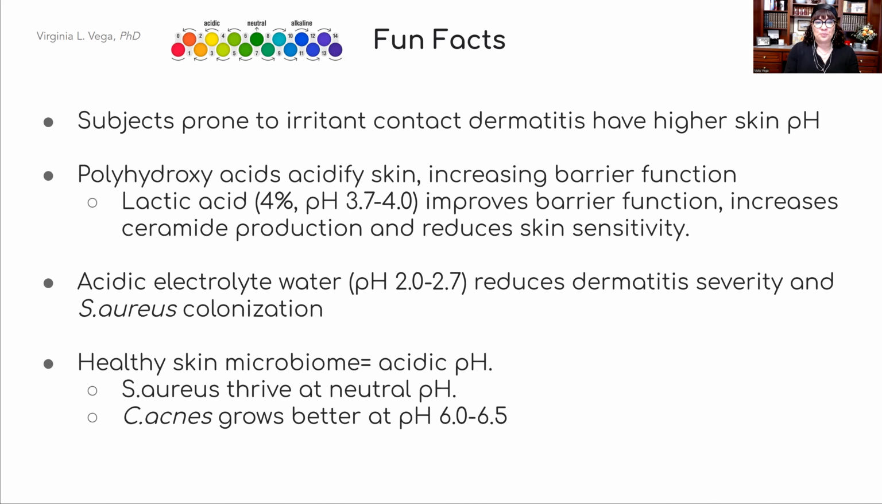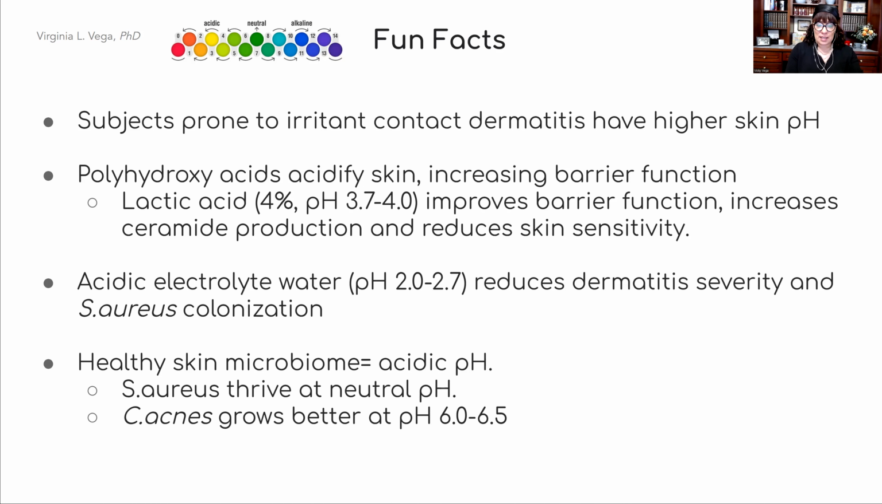So all good stuff. The other thing that has been shown is when you have higher skin pH, you can use acidic electrolyte water that is at a pH of 2 or 2.7, and that basically reduces the severity of dermatitis. Dermatitis can be associated to higher pH, and it reduces the colonization of Staphylococcus aureus. So again, you have the role of the microbiome. When you give the microbiome of your skin the right pH, they will protect you against pathogens and against bacteria that can produce infections or pimples or things like that.